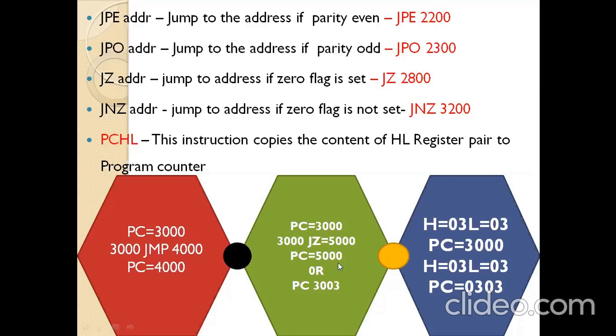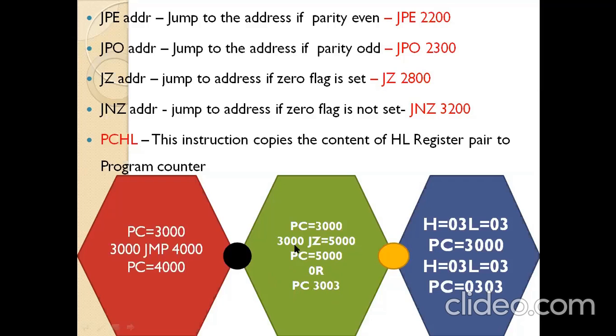Next, we are going to see about conditional jump instruction. Initially, the program counter value is 3000. In the 3000 memory location, I am writing one instruction, JZ 5000. If the zero flag is set, it will go to the memory location 5000, so the program counter value will become 5000. If the zero flag is not set, it will go to the memory location 3003, so the program counter value will be 3003.